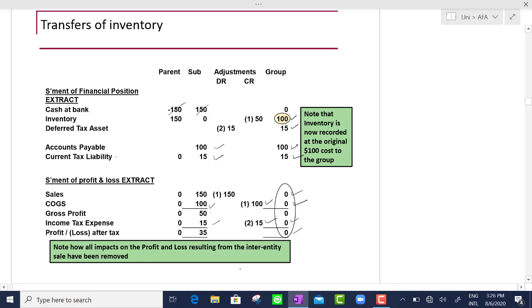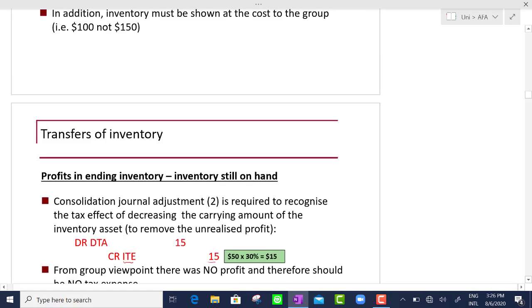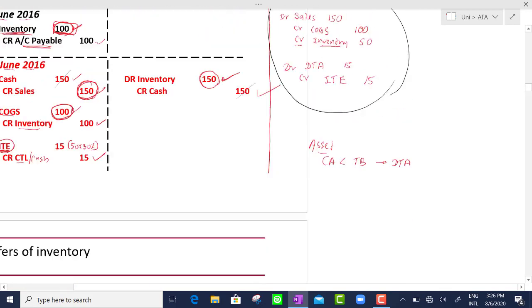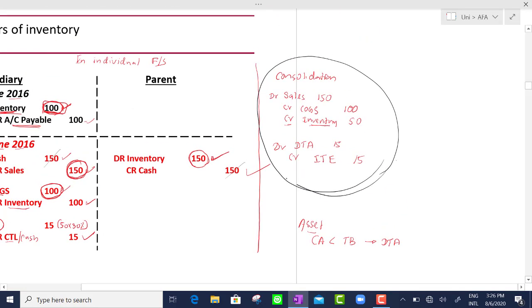If you record these worksheet entries, the figures come automatically. Debit sales 150, credit cost of goods sold 100, credit inventory 50. Then deferred tax asset account debit 15, income tax expense account credit 15. So when you post these journal entries to the worksheet, you get the final balances.